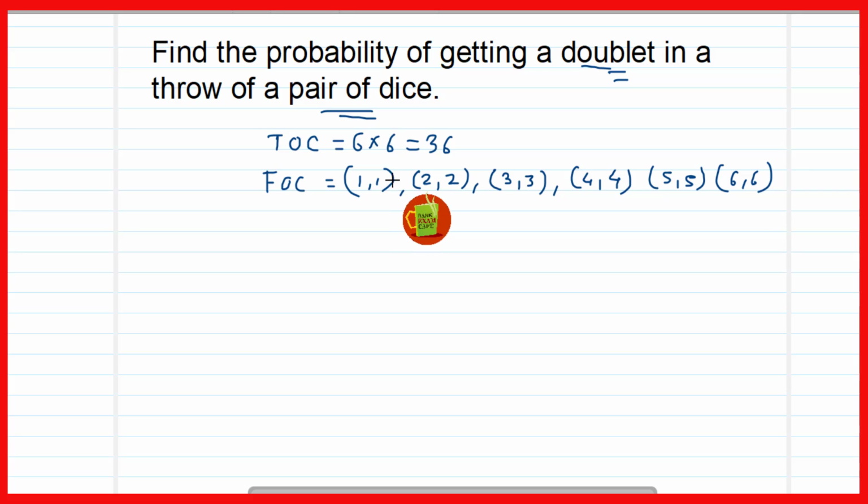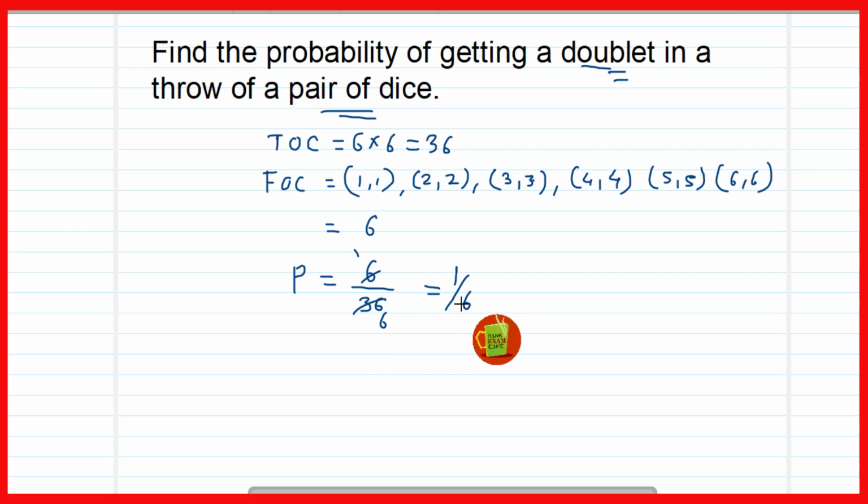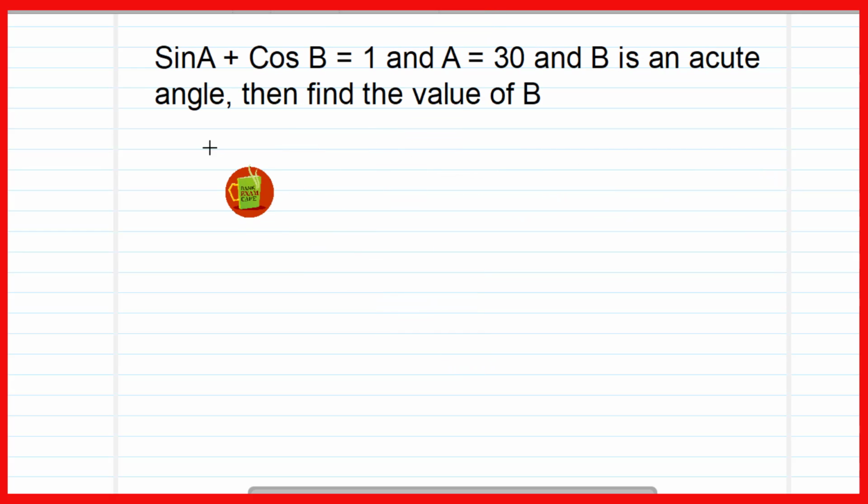So the favorable numbers will be 1 2 3 4 5 and 6. So favorable number will be 6, and therefore the probability will be favorable outcomes divided by total outcomes. So it will be 6 by 36. So 6 1s are 6, 6 6s are 36, and therefore the probability will be 1 by 6. Now move to the next question.